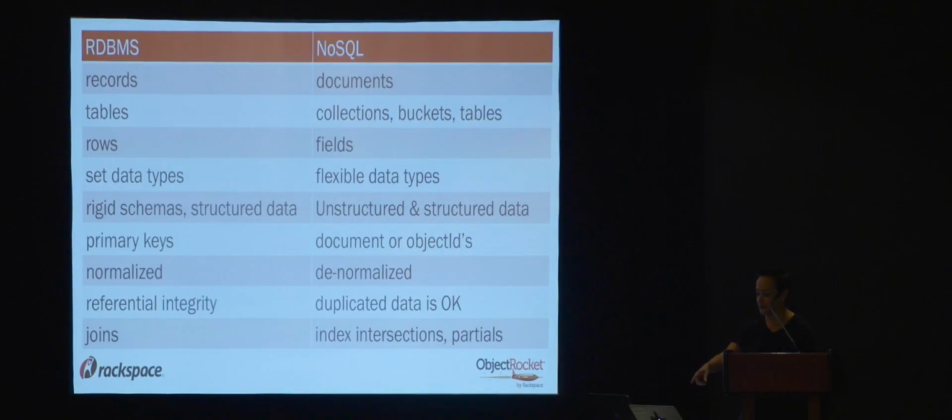On this particular slide, garbage in equals garbage out, right? That's really what you're looking at. So here's a slide that compares relational databases and your NoSQLs. Records versus documents, tables versus collections, buckets, other tables, rows versus fields, set data types, flexible, rigid schema structure versus unstructured, semi-structured, you know, all the different varieties. Primary keys versus document keys, RIDs. Some of the newer ones have some semblance of an idea of a primary key now.